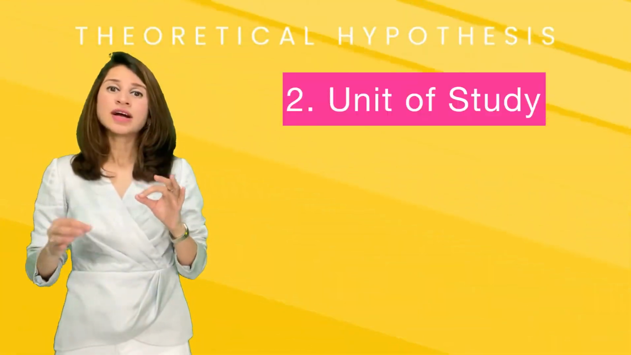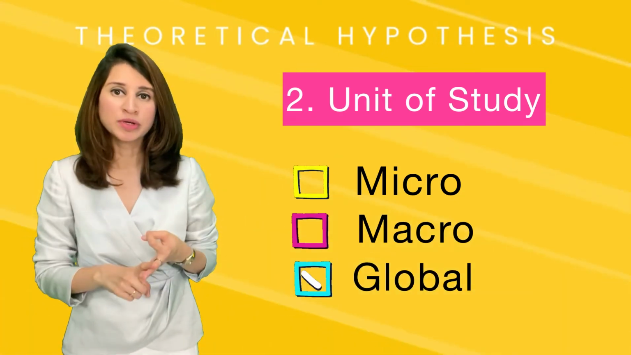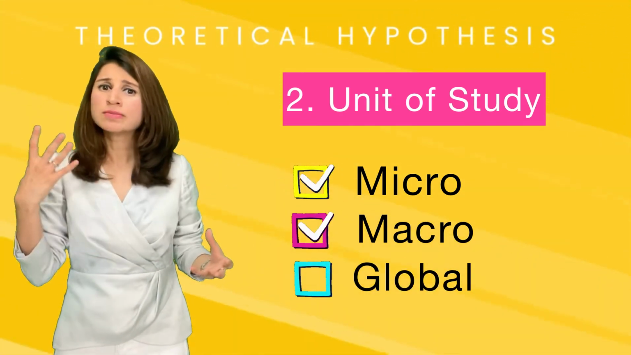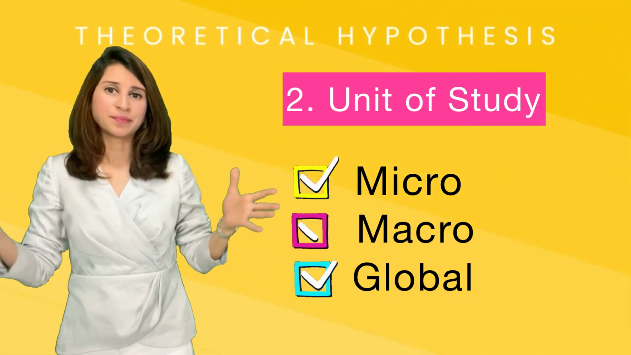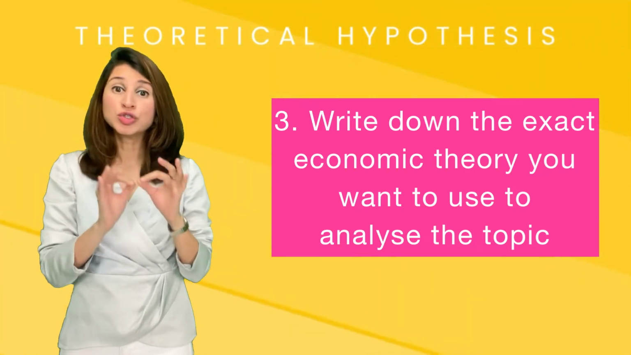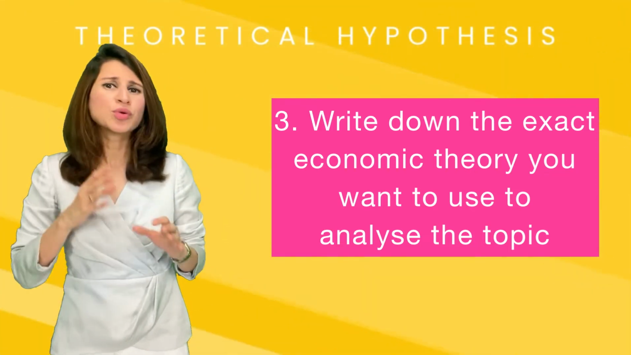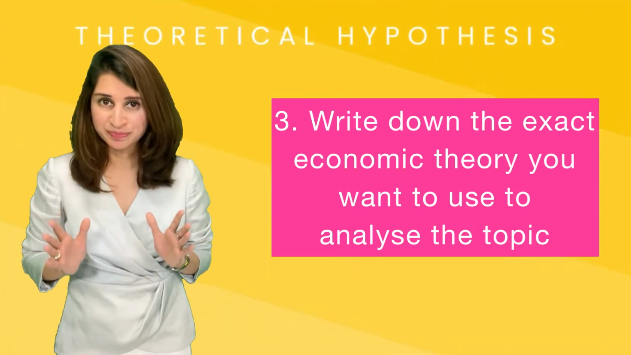Post that, identify the unit of study, meaning is it a micro concept, macro concept, global, etc. Also note sometimes concepts from 2 or 3 units may apply, so make sure to keep an open mind. Third, write down the exact economic theory you want to use to analyze the topic. If you can't find at least 2 to 3, maybe you should look at another research question.